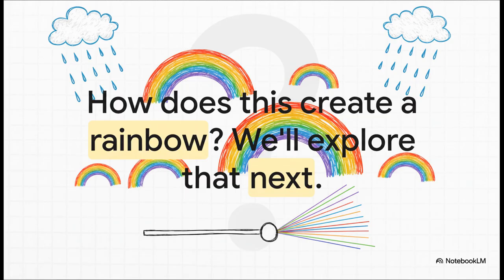But wait a minute. In nature, we obviously don't have giant glass prisms floating around in the sky, right? So what is it that acts like a prism to split sunlight? And how does all this lead to that beautiful arc, the rainbow that we see? Well, that is the very interesting topic we will explore in our next explainer.